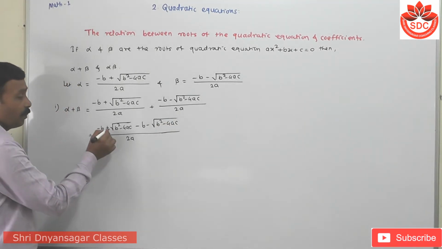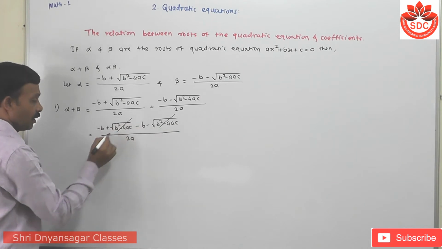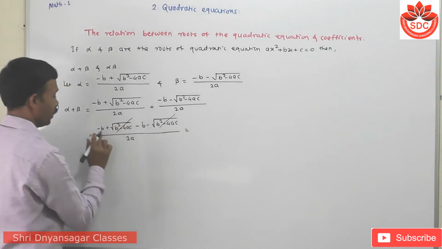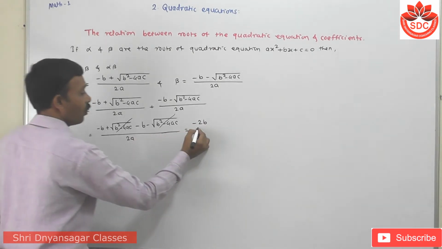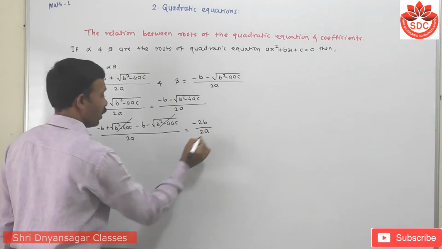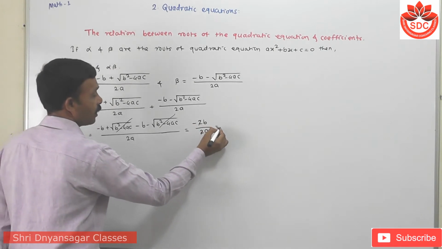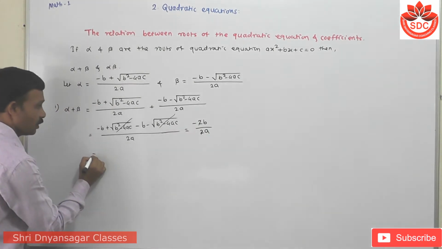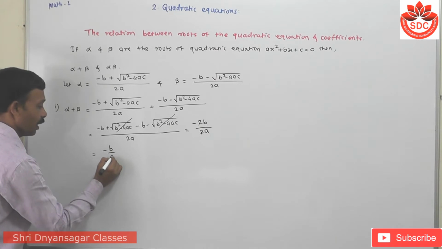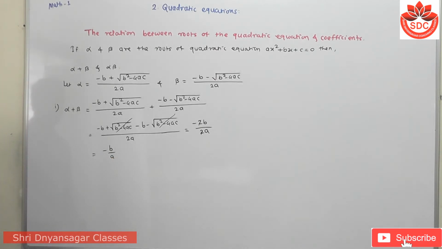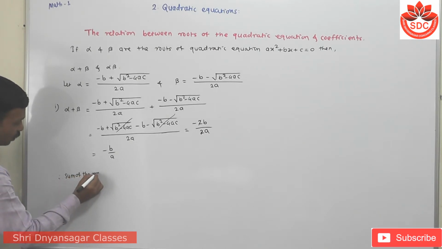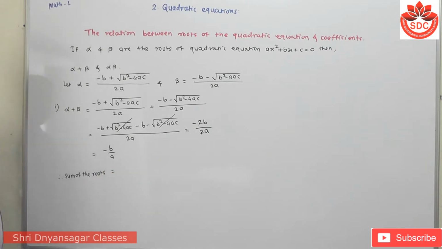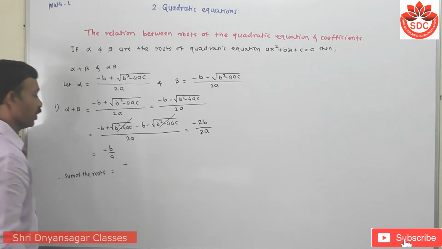Then we observe that the plus and minus get cancelled. What remains is minus b and minus b, which is minus twice b upon twice a. Then the twos get cancelled, so the value is minus b upon a. Now we write in words: therefore the sum of the roots is equal to minus b upon a.